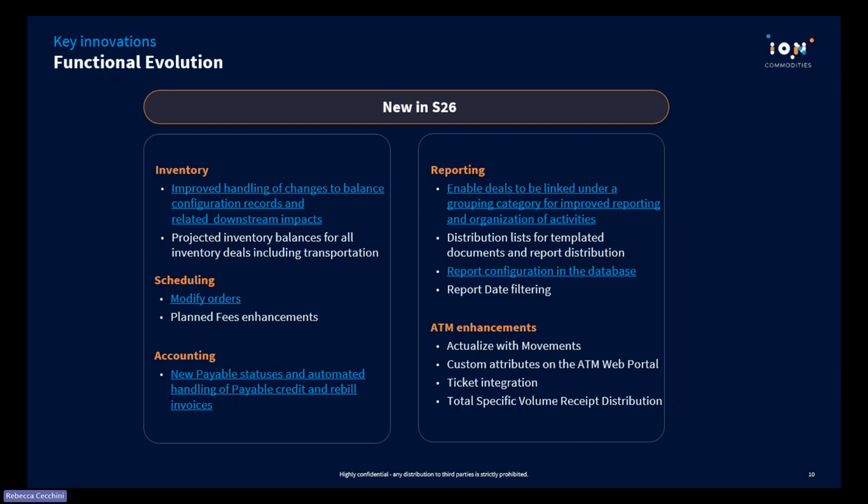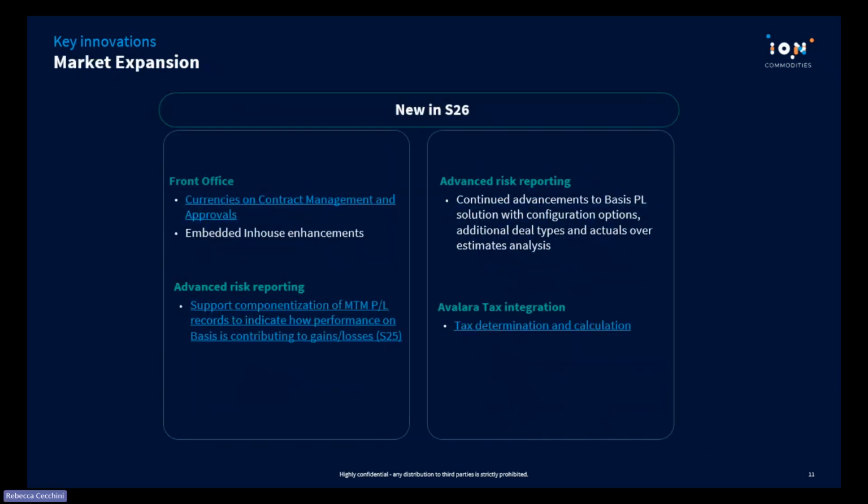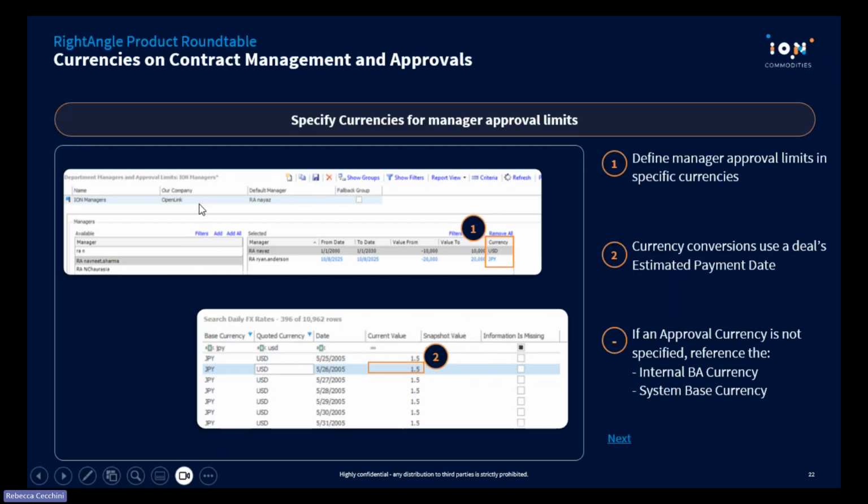Okay, so let's move on to our market expansion. And we'll begin with some front office enhancements. So we are continuing to strengthen our capabilities there. This includes improvements to contract management and approval for deals that are in foreign currency and extending our embedded in-house capabilities on additional deal types. So let's take a quick look there.